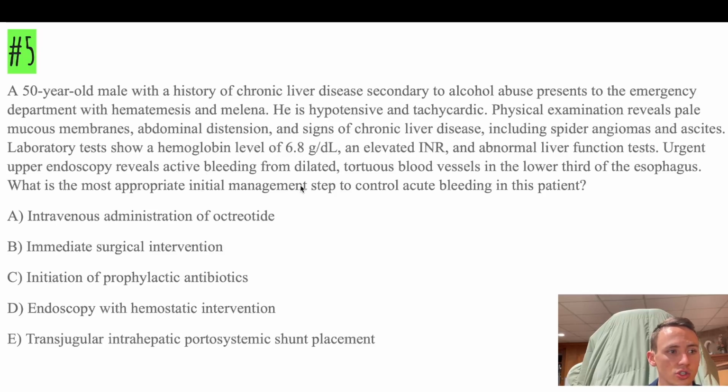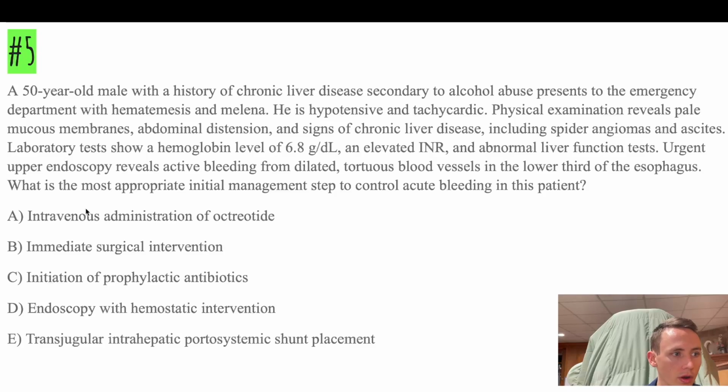And in this situation, the first thing you want to do is go ahead and administer octreotide via IV. Octreotide is a vasoactive medication that helps reduce portal pressure by causing splanchnic vasoconstriction and decreasing blood flow to the varices, which can temporarily control the bleeding. After stabilizing the patient with vasoactive medication, an upper GI endoscopy with hemostatic intervention to ligate the vessels can be performed to treat the varices.